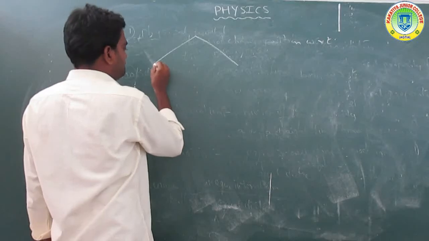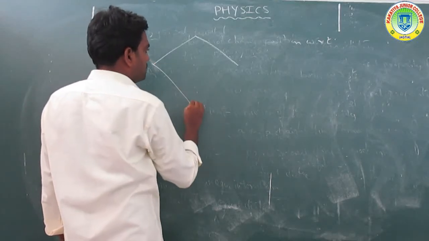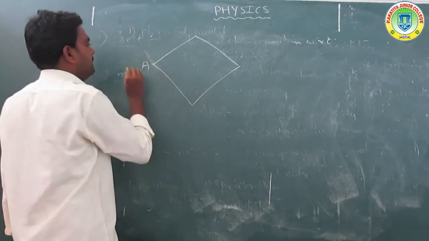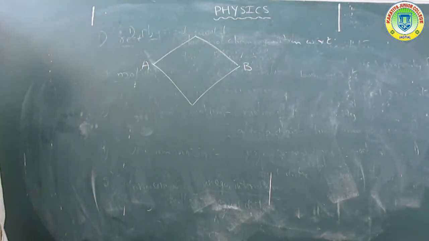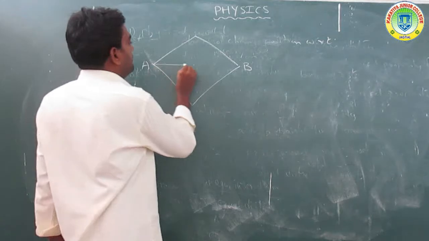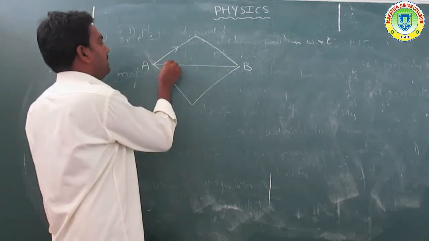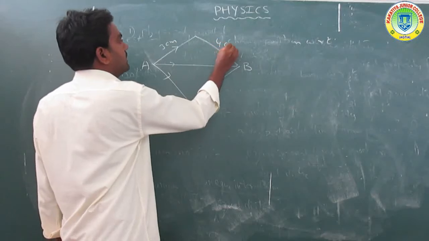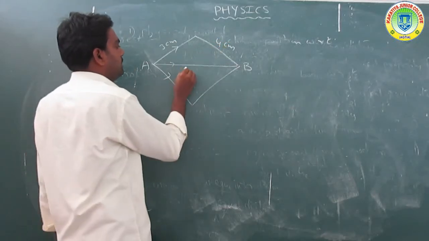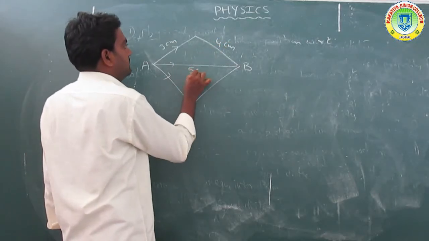So, show the diagram. This is point A and point B. The body is passing through a number of paths: one path, another path, a third path. If in this case the total is 3 centimeters, here also we have taken 4 centimeters, so the total we have taken is 5 centimeters.